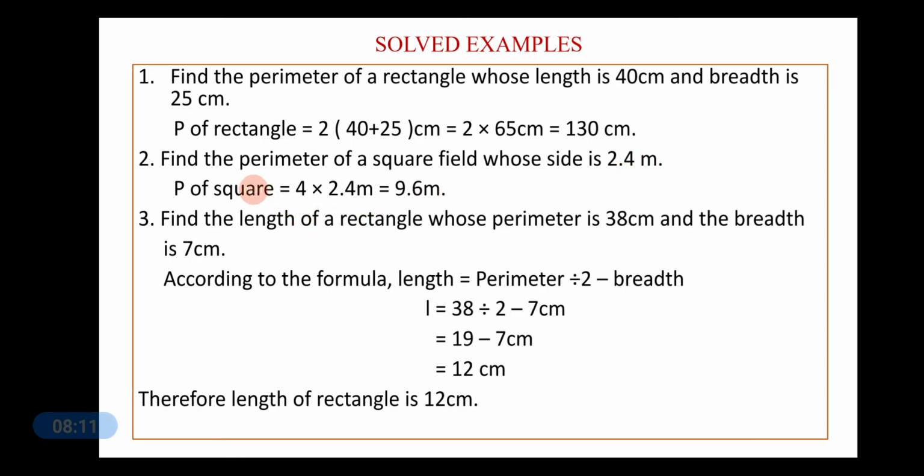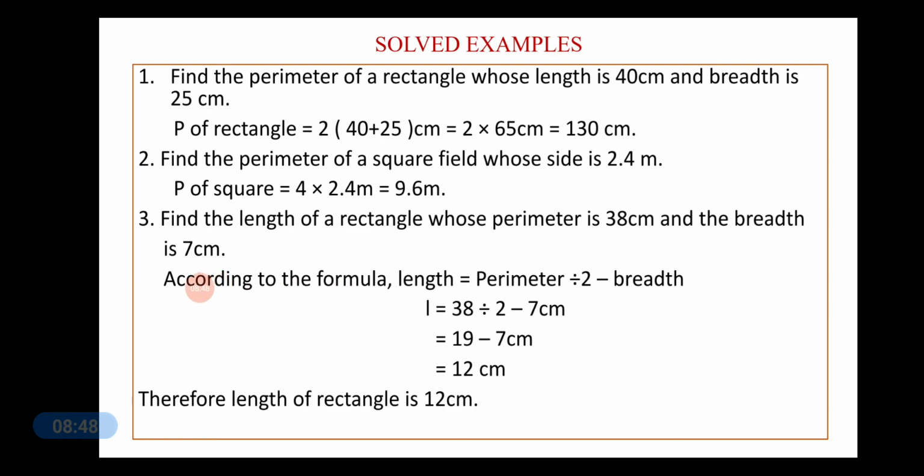The second sum. Find the perimeter of a square field whose side is 2.4 meter. Here the unit is given as meter and the side of the square is given as 2.4. So the perimeter of the square will be equal to 4 into 2.4. We know that each side of a square is equal. So 4 multiplied by one side will give you the perimeter of the square. So 4 into 2.4 meter will be equal to 9.6 meter, which will be the perimeter of the square field.